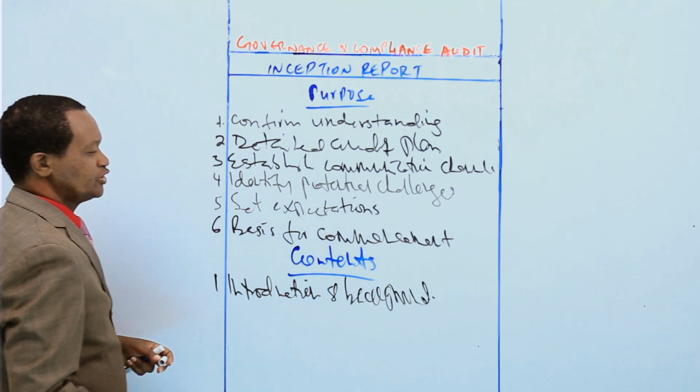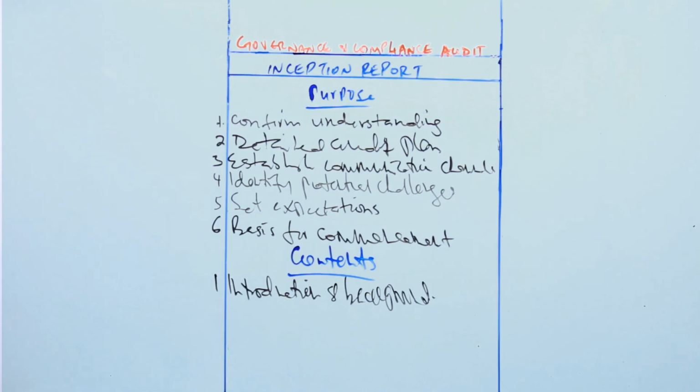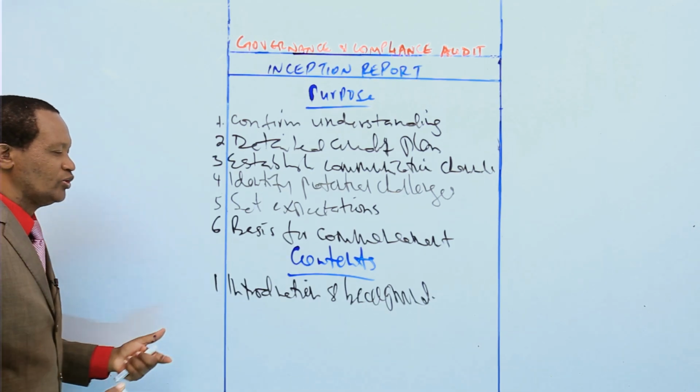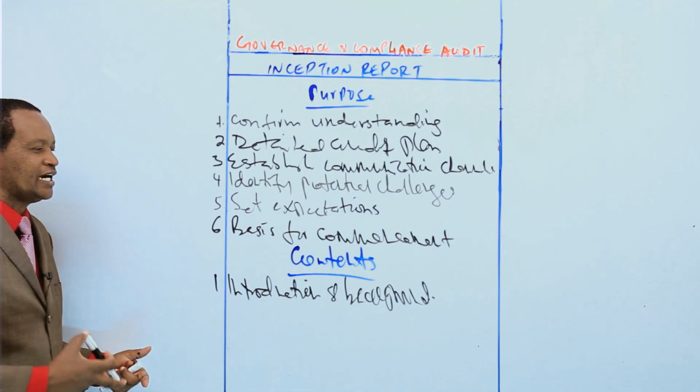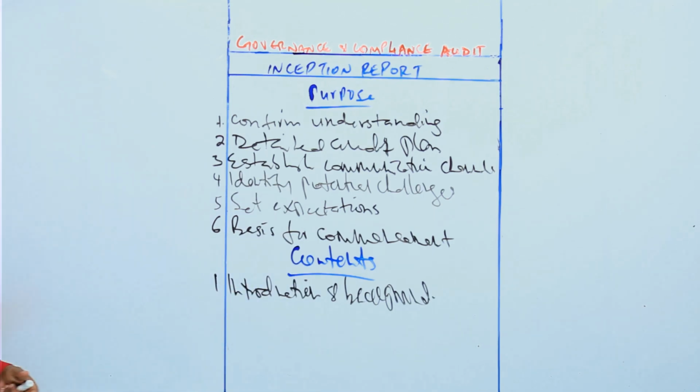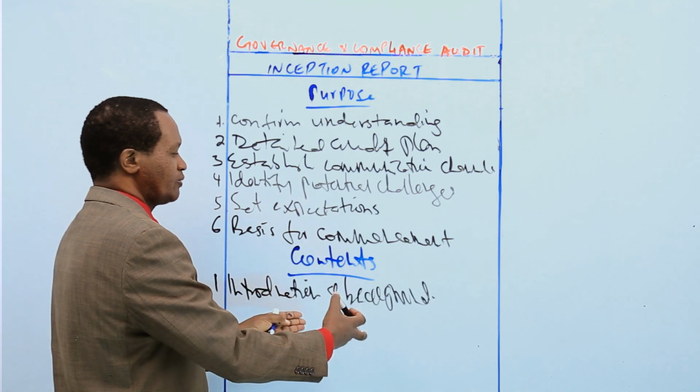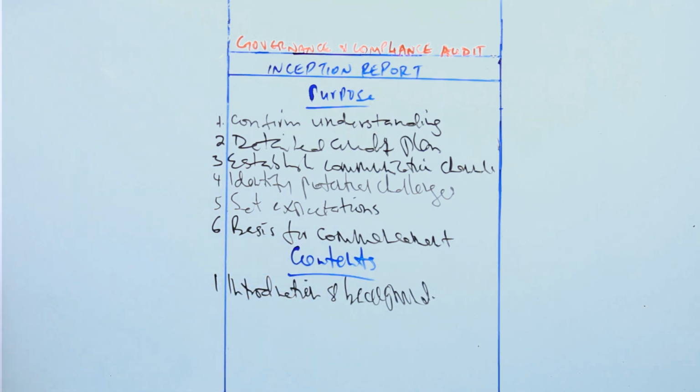What do I mean by introduction and background? Introduction and background means having a brief overview of the engagement. It may also involve reference to the engagement letter and the specific mandate. It could be annual governance audit as per CMA code, legal compliance audit. It may also acknowledge the client's objectives as understood by the auditor. So that is contained in the introduction and the background of an Inception report.